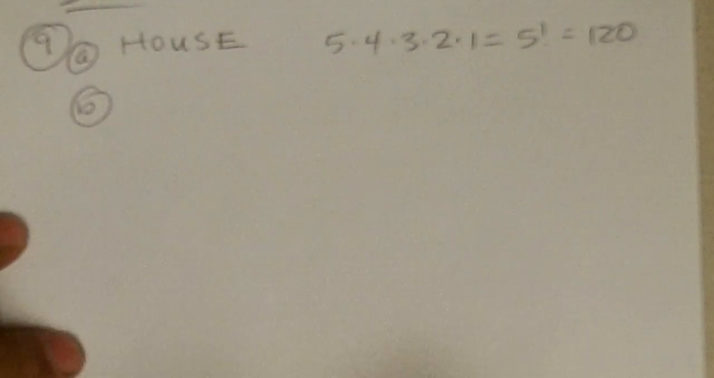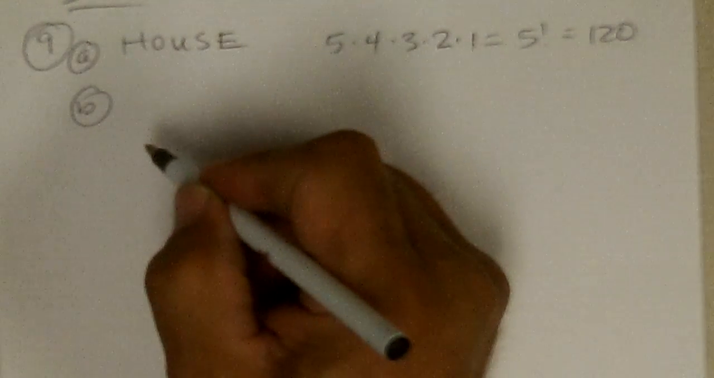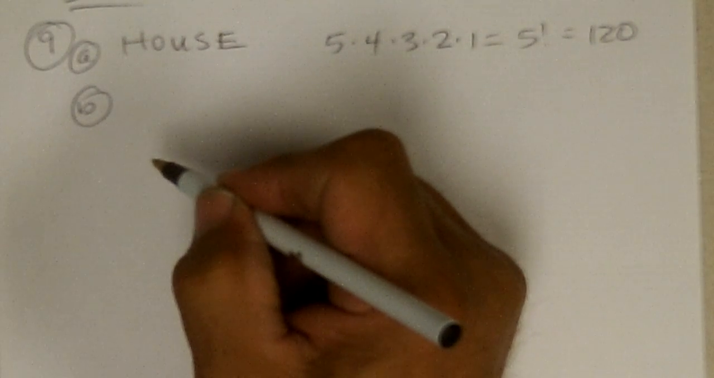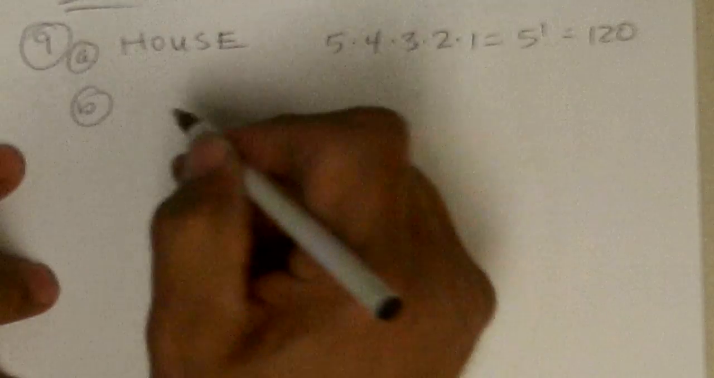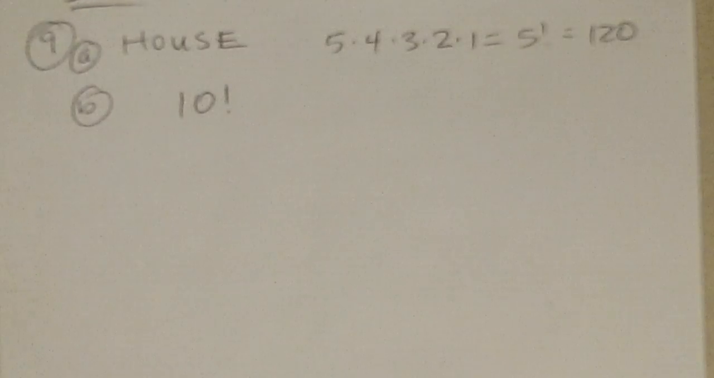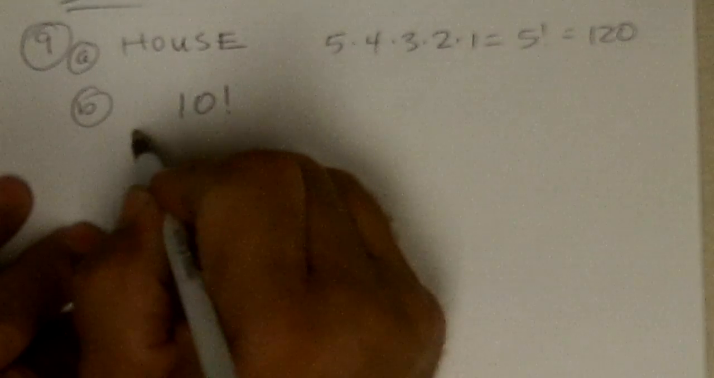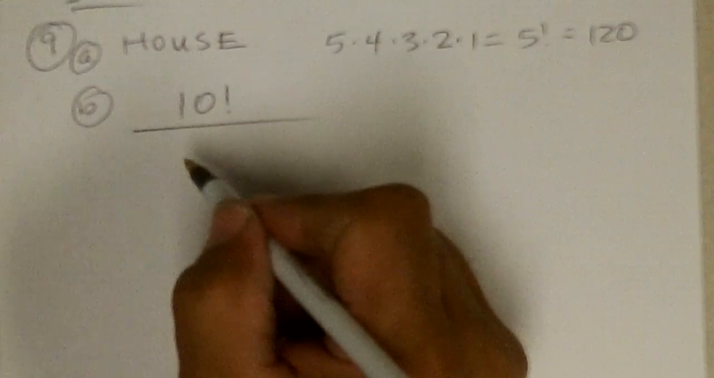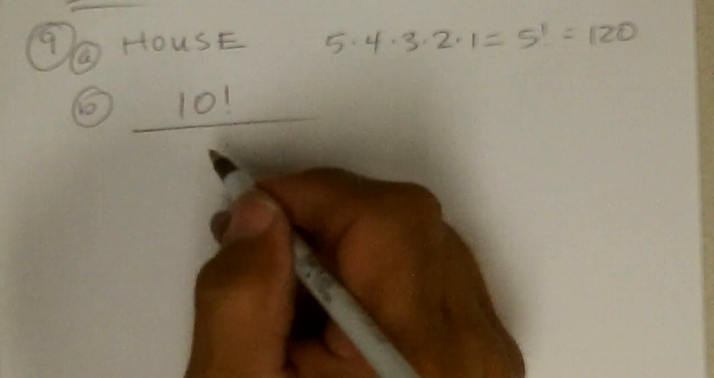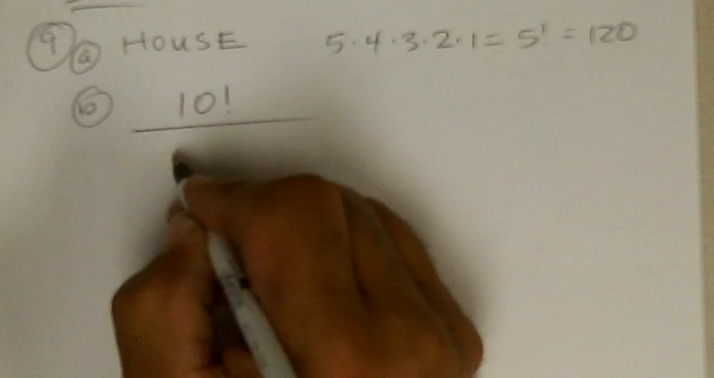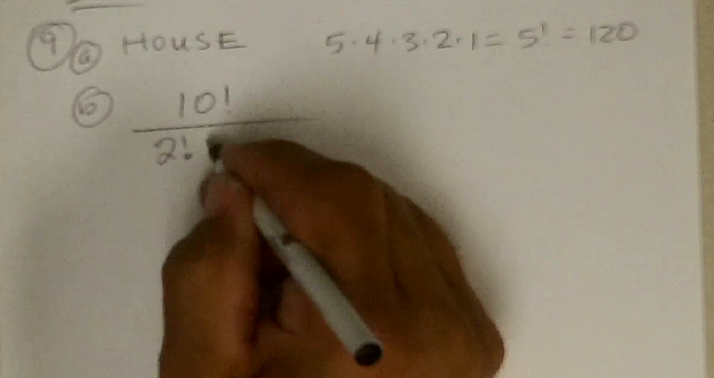Bookkeeper. There are 1, 2, 3, 4, 5, 6, 7, 8, 9, 10 letters. So that's going to be 10 factorial. But we have some duplicates. And if you remember, when you've got duplicates, you have to divide out that n factorial. There is only 1 B, so don't worry about it. There are 2 O's, so you've got 2 factorial. There are 2 K's.